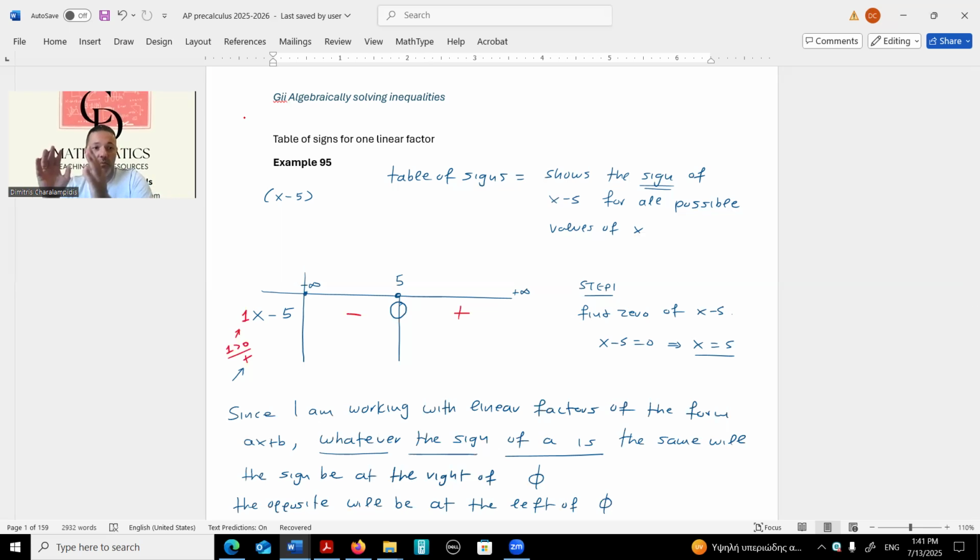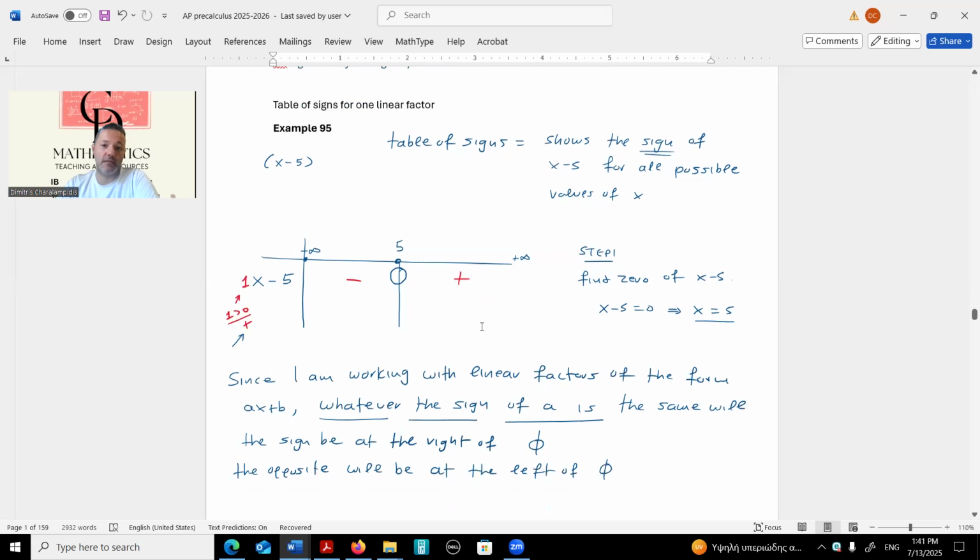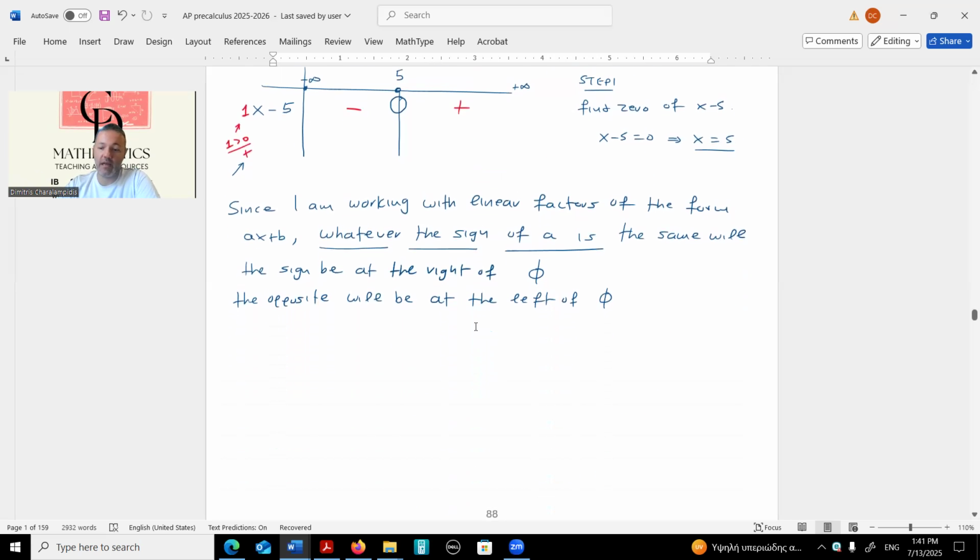Once again, we begin by finding the 0. We create the table. We put that 0 on that number line, and then we look at the coefficient of x. If it's positive, then at the right of that vertical line, we will have a positive sign. If it's negative, then at the right of that vertical line, we will have a negative sign as well. Let's do another quick example, and then we'll see what happens when we have two linear factors.